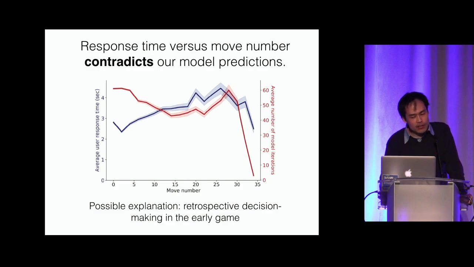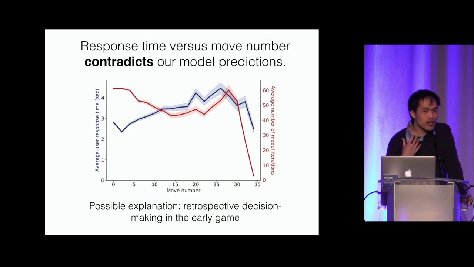It starts out high, and it dips before it increases and then drops. People start out a little bit higher at the very first move, but then they start moving very fast, and they gradually slow down, right? So starting from move 10, you could argue it's decent, but in the opening, our model is a complete failure.